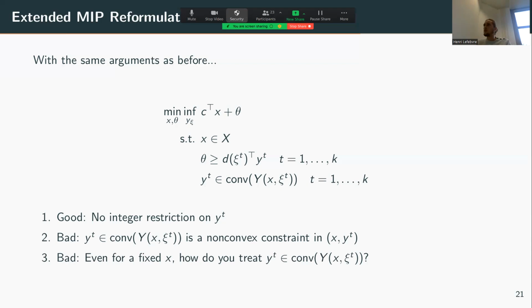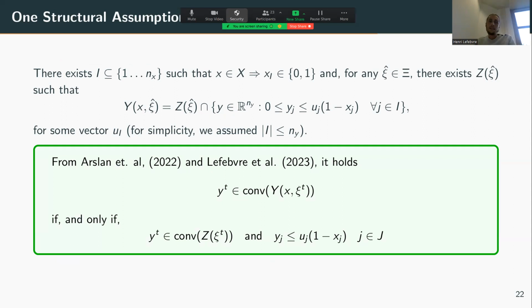Okay, we solve the first issue by adding some structural assumption, which is the following. We will assume that the second stage feasible space can be expressed as a set which only depends on the uncertain parameters. And then you have, in a separate manner, the linking constraints with the x variables, and these linking constraints are interdiction constraints. So it means that if x is 1, y should be 0. And if x is 0, y is free between 0 and its upper bound.